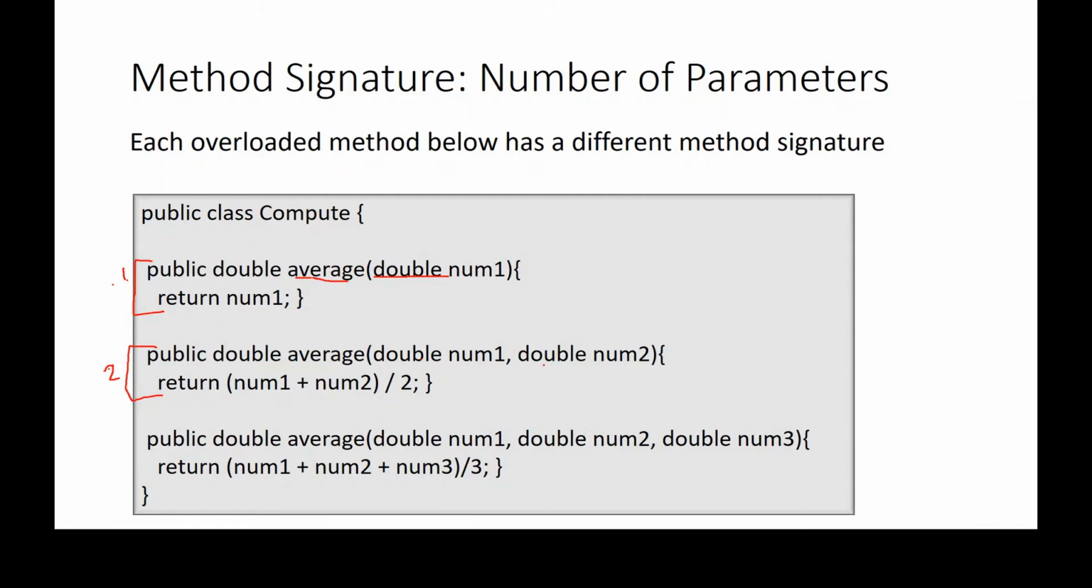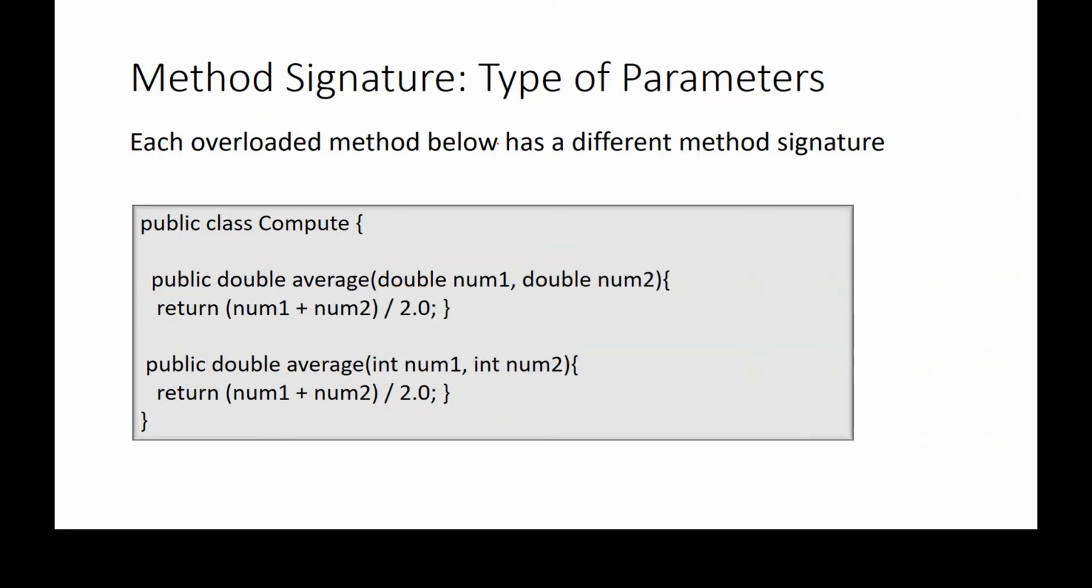Two parameters. Okay. Third one, I change the signature. How? I have three parameters. So here I change the number of parameters. One, two parameters, and we have three parameters. So the same method, you can call it and give it one value, or you can give it two values, or you can give it three values. Okay.